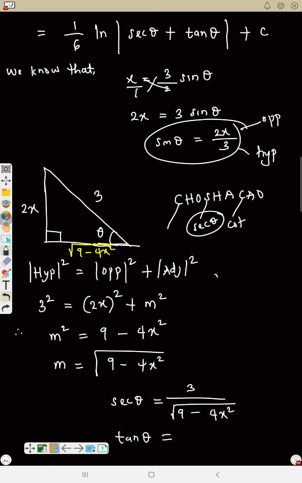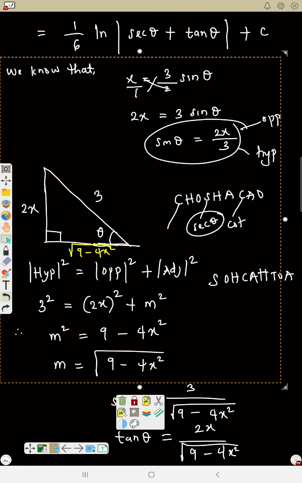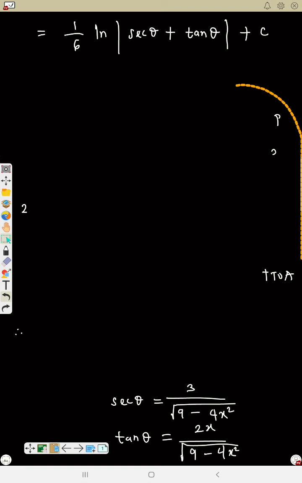Now what of tan theta? From SOHCAHTOA, tan theta is opposite over adjacent. So this is opposite. That means we have 2x over adjacent. That is square root of 9 minus 4x square. So we have known our sec theta and we have also known tan theta. So that means from here now, we can proceed with the workings.